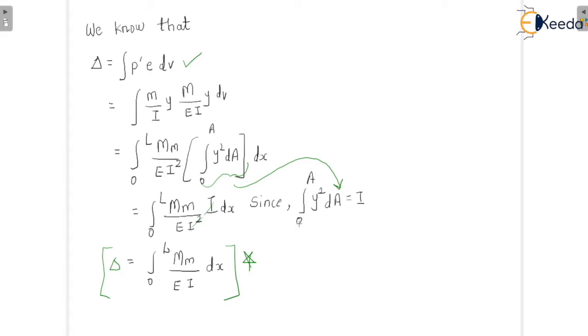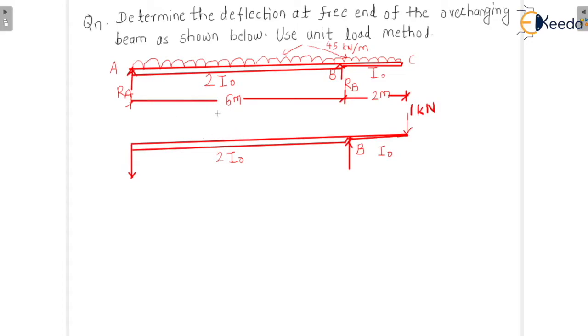So here, when I said that only flexure is considered, it means the effect of axial and shear force is neglected. Okay. So let us see a problem based on this theory. So here is a question. Determine the deflection at free end of the overhanging beam as shown below. Okay. So this is the beam given.